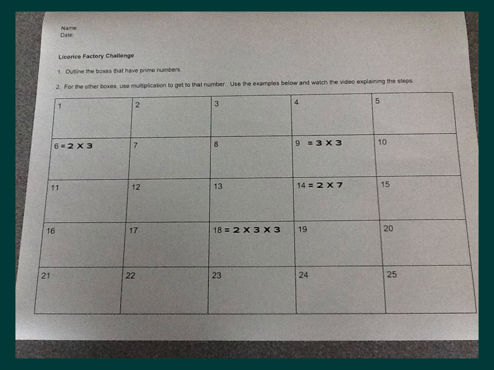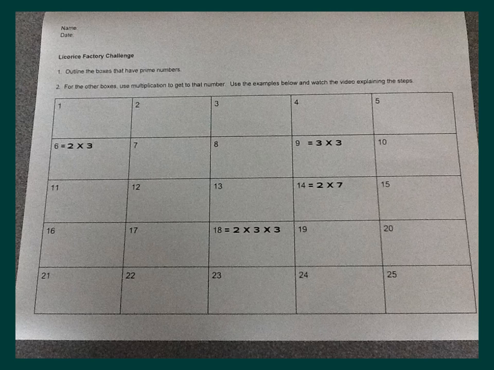Here is the homework on the Licorice Factory. I want you to see that what we're going to try to do is rewrite each number that we can in terms of its factors. So we're just thinking multiplication, and that is it. Here's a couple examples that I've done ahead of time.